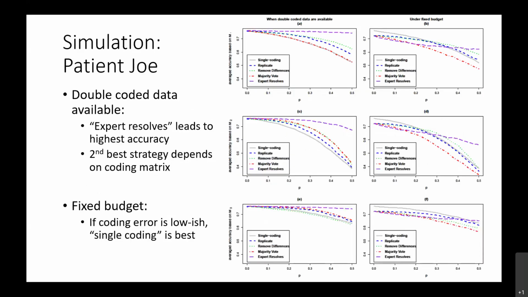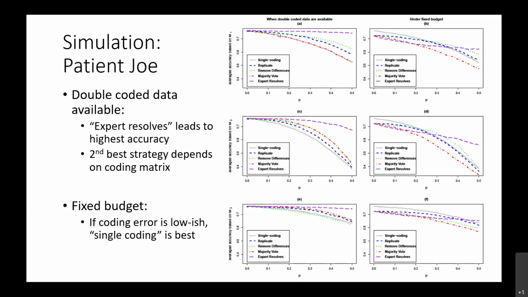Here are results. The right column here is under fixed budget, and the left column is when double-coded data are already available, so I don't have to pay for them. The first row is most interesting. This is the matrix M1 that applies in all situations. The second and third one are specific choices for the ordered outcomes. Okay, so what do we see?